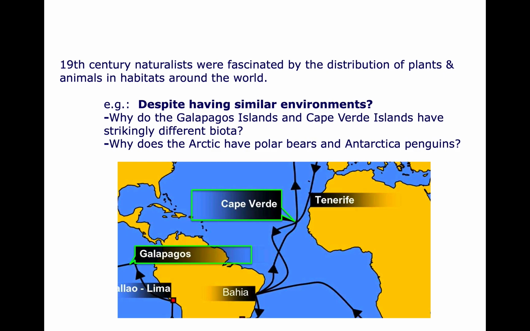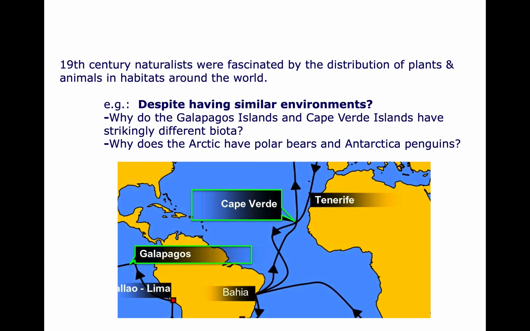But there were still things that really held them up, right? So you've got things like the Cape Verde Islands and the Galapagos. And the question is, well, why do the Galapagos and the Cape Verde Islands have such different biota, despite the fact that they're both island ecosystems? And kind of the same thing, right? Why does the Arctic have polar bears and the Antarctic have penguins? Why don't they both have both? What could be holding them up?